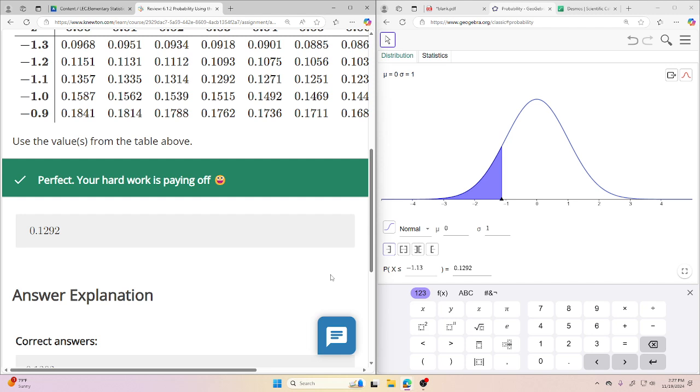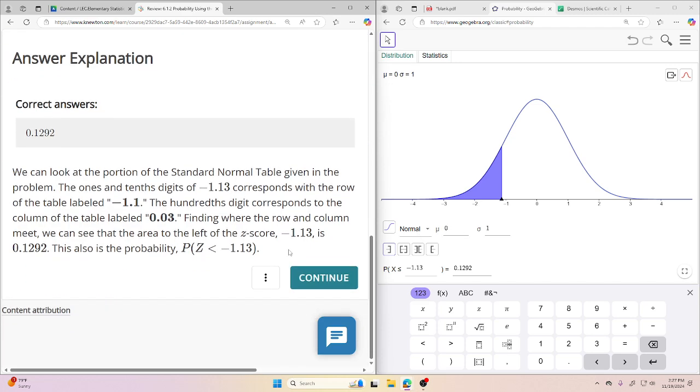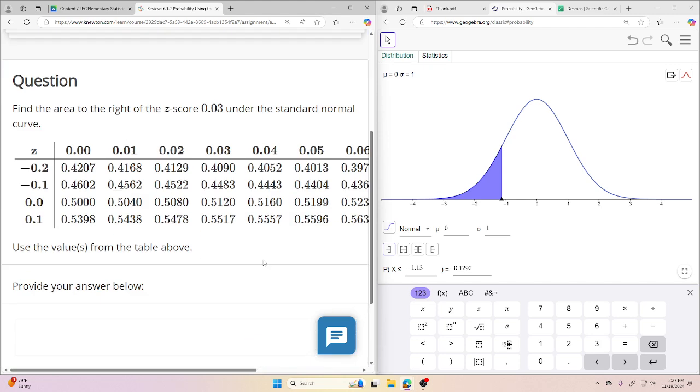But we have to go back. That's the thing. You're already typing it in, you're doing other things. You have to go back and reset it to 0, 1 when doing the z-score stuff. There it is again.